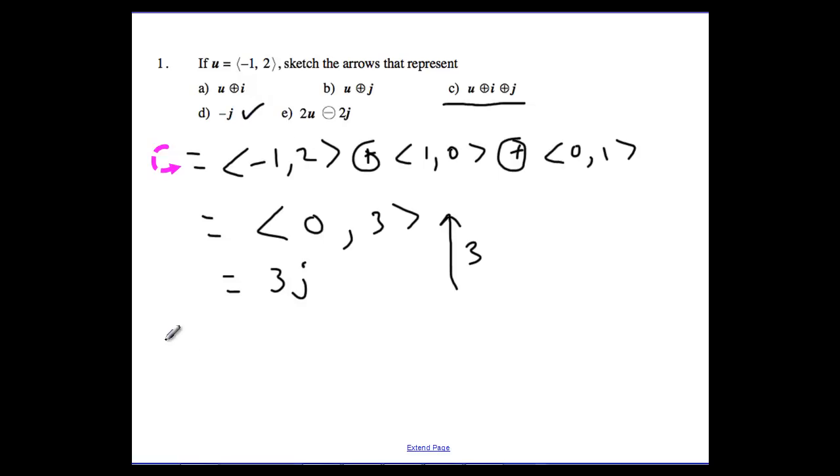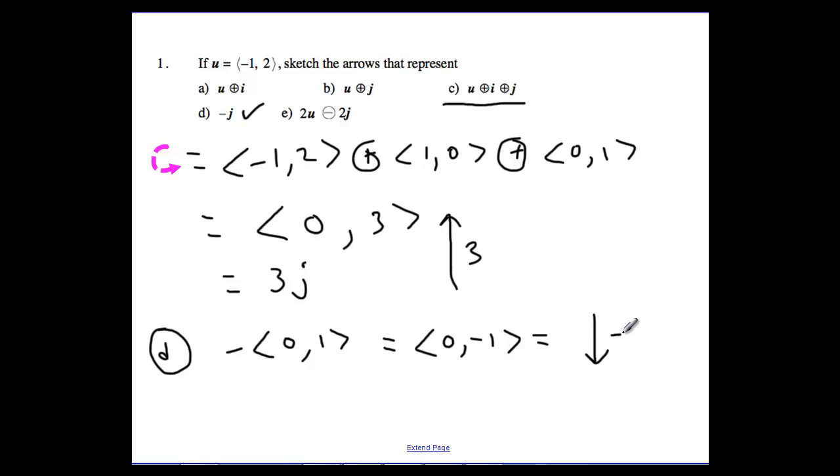Negative j, what's that going to look like? Well, negative j is just negative 0 comma 1, and then we can distribute that negative across, which is 0 comma negative 1, which will look like this, going down. The negative is the down part, so it has a length of 1.